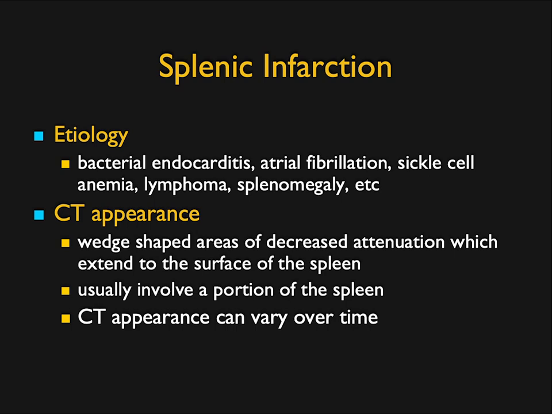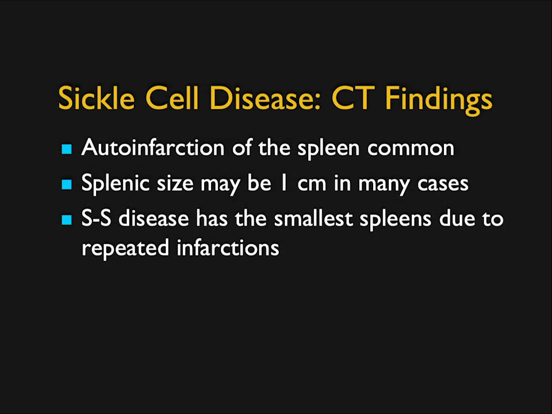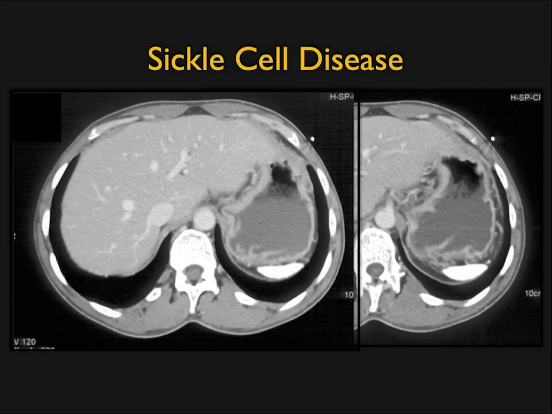Splenic infarcts are a bit easier. They're wedge-shaped. Patients often have pain and are febrile. There are histories of atrial fib or endocarditis. And they're larger, they're wedge-shaped. They're not going to be simple cysts. Here's a nice infarct. In patients with sickle cell disease, we get autoinfarction. So when you see a small, dense, calcified spleen, you know it's sickle cell disease. Thalassemia can give you larger spleens with infarction.